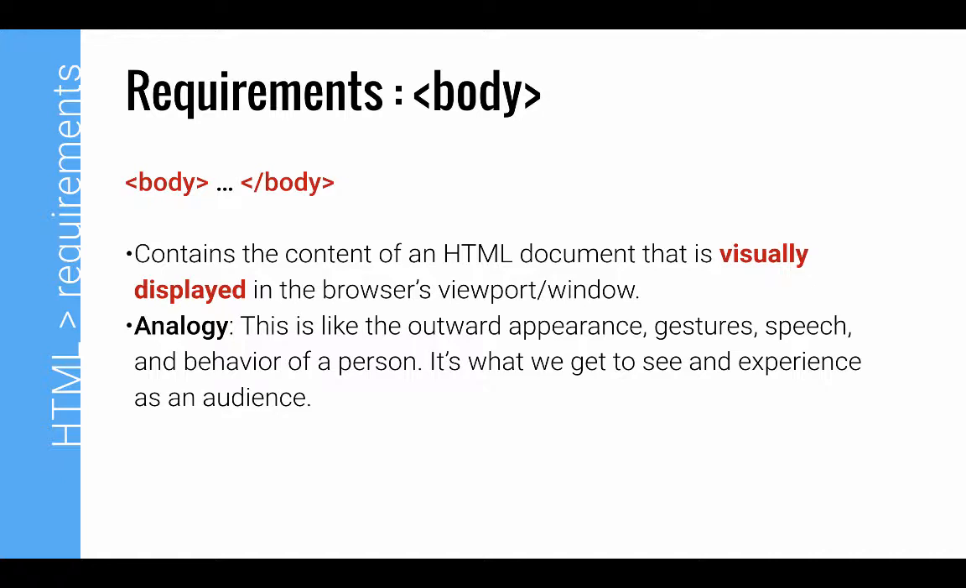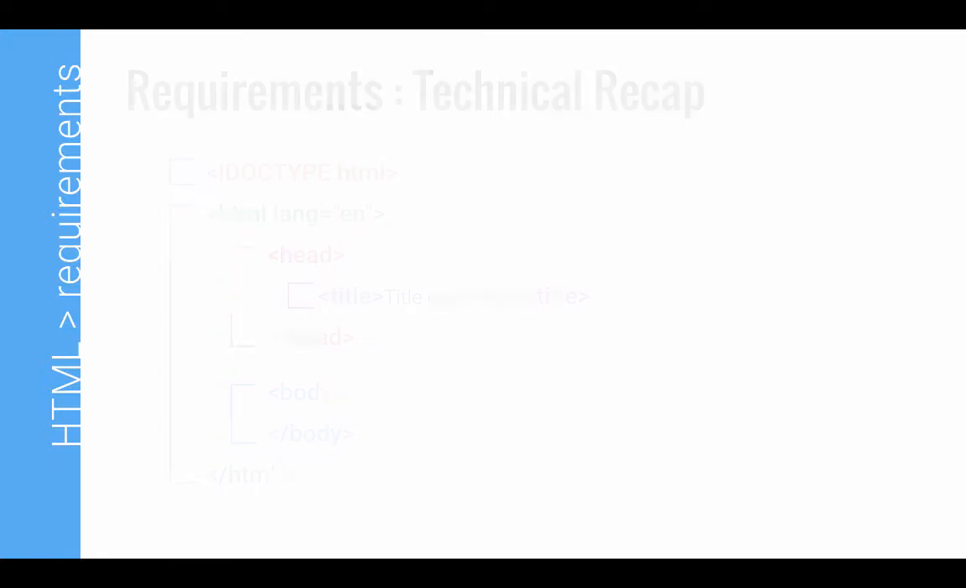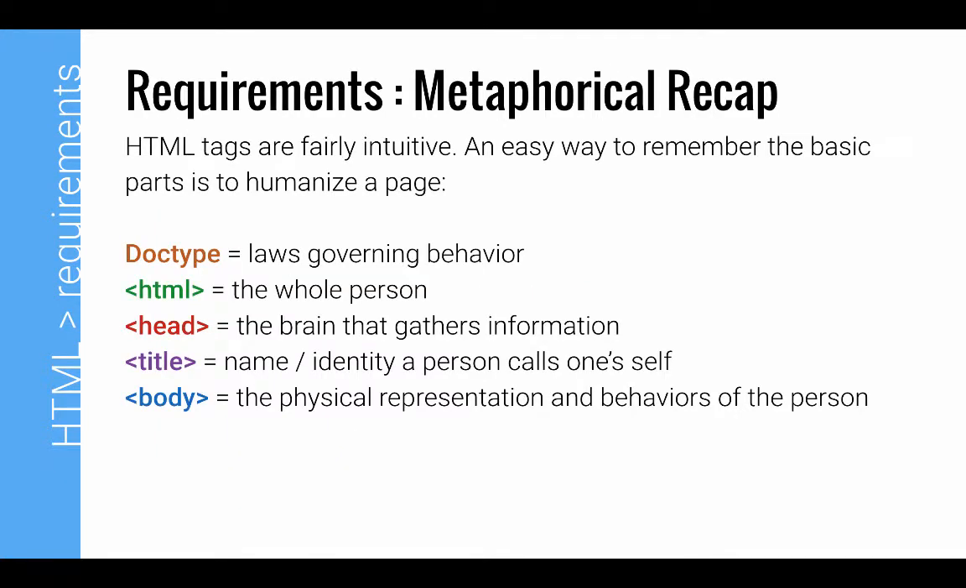It's what we actually get to see and experience as an audience. So as a recap, this is a technical recap if you want to take a look at this. These are the required portions. We've got DOCTYPE, which is all by itself. Technically, it's not a tag. It is a declaration. And then in green, that's where you see the HTML element. And the HTML element also has in it the head and the body. And inside of the head, you have to have the title. And again, metaphorical recap if you want to take a look at this.